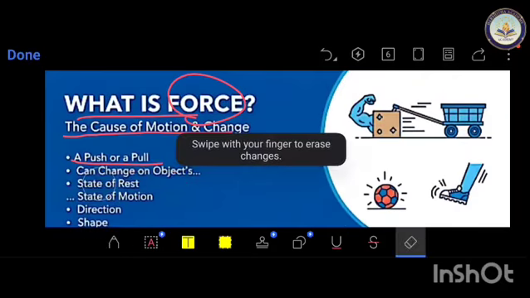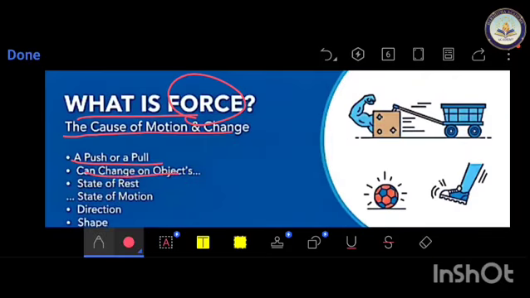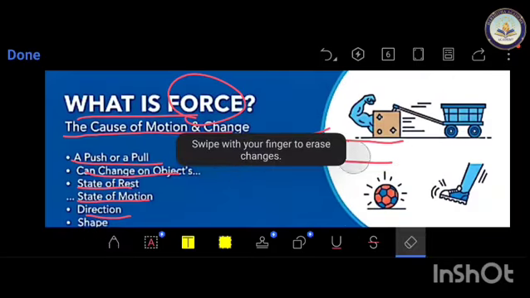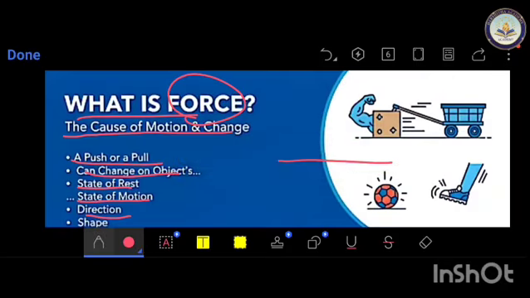What are the effects of force? It can change an object's state of rest, state of motion, direction, and shape. If the object moves in this direction, the force will change its direction, and the shape and size also change. These are the effects of force. What is the definition of force? A push or pull. It's a simple definition, and the cause of motion and change.